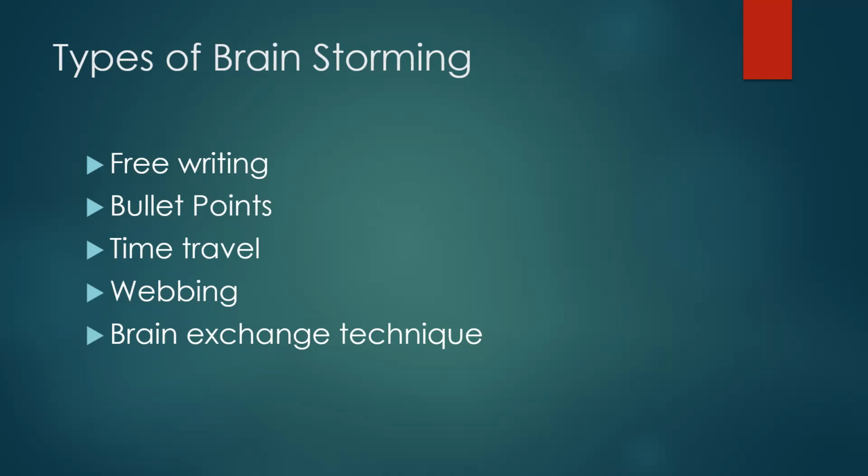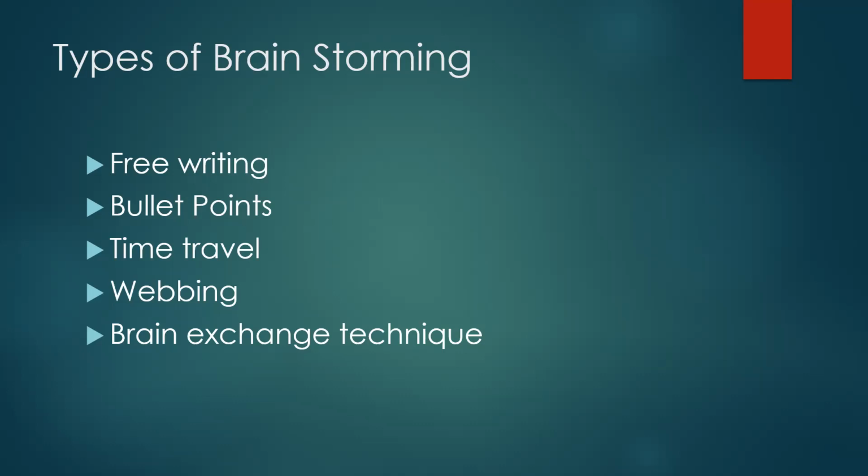And then we have the brain exchange technique. This is similar to the first one. Once the first set of thoughts are written, the members in the team exchange the paper and write more ideas based on what the other person has written. This process works well when the idea generation has to happen at multiple levels. This session continues until the last process is reached. So these are the various types of brainstorming.